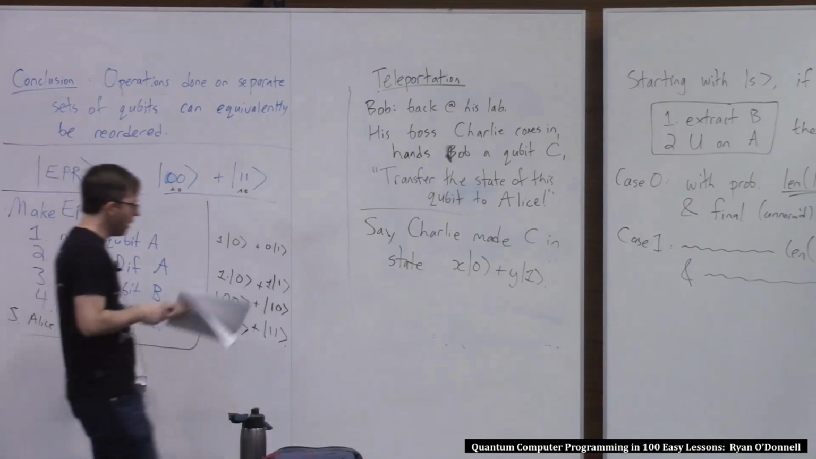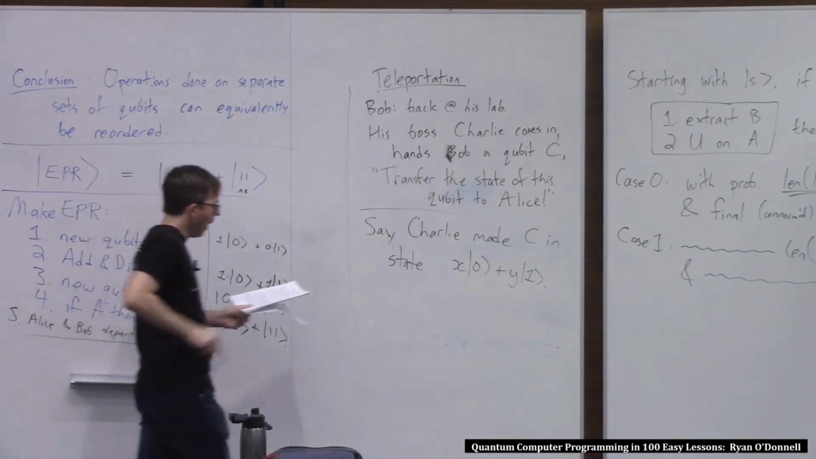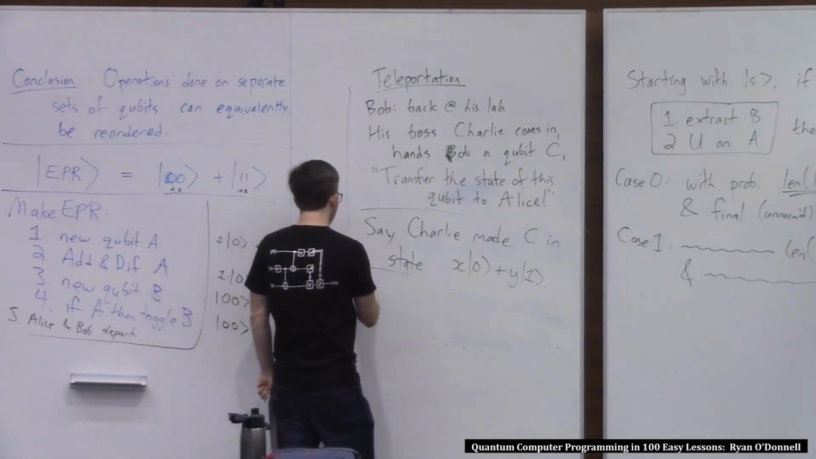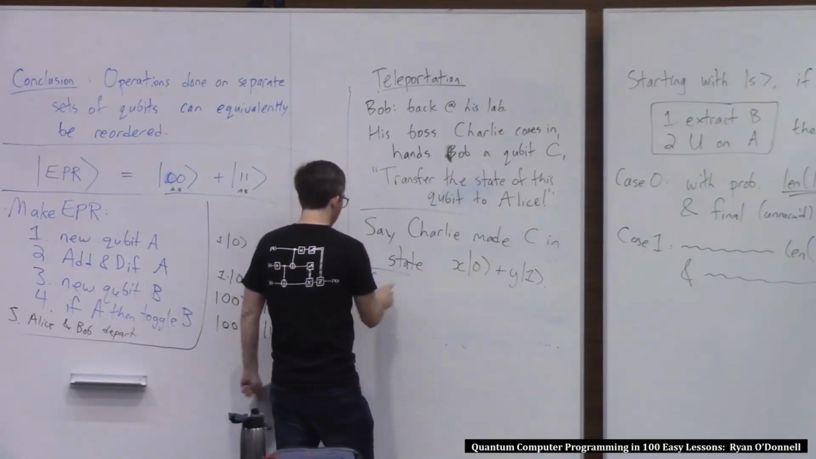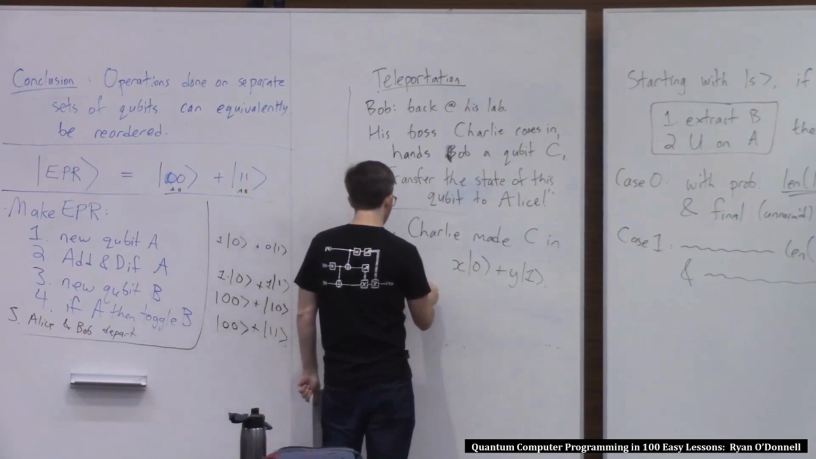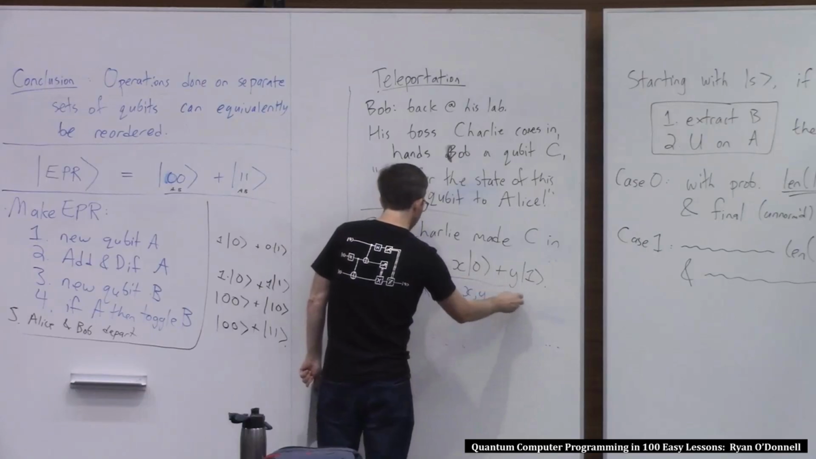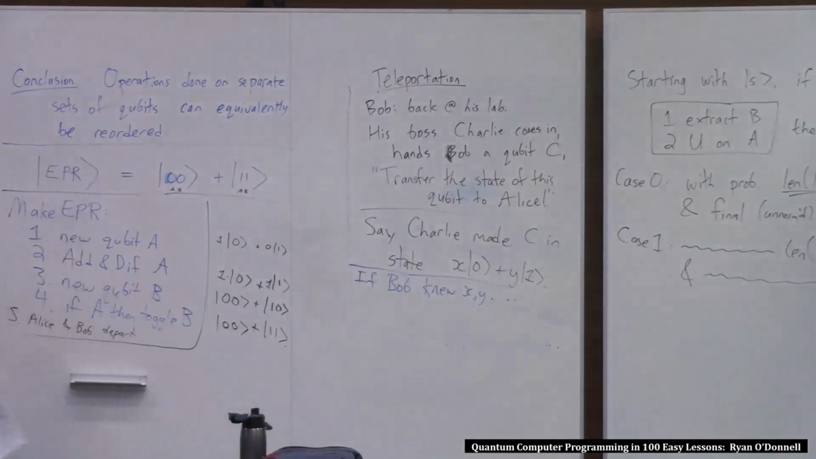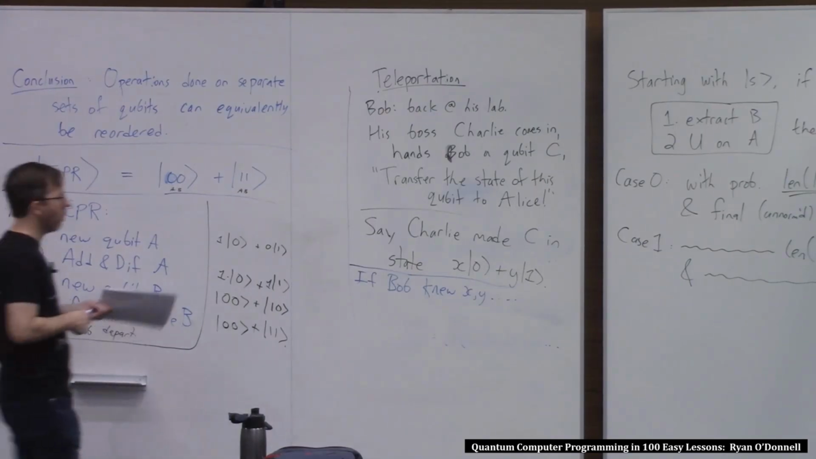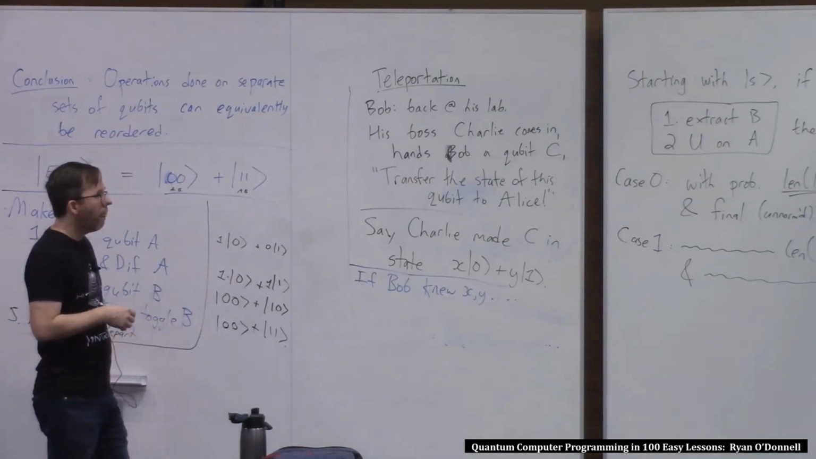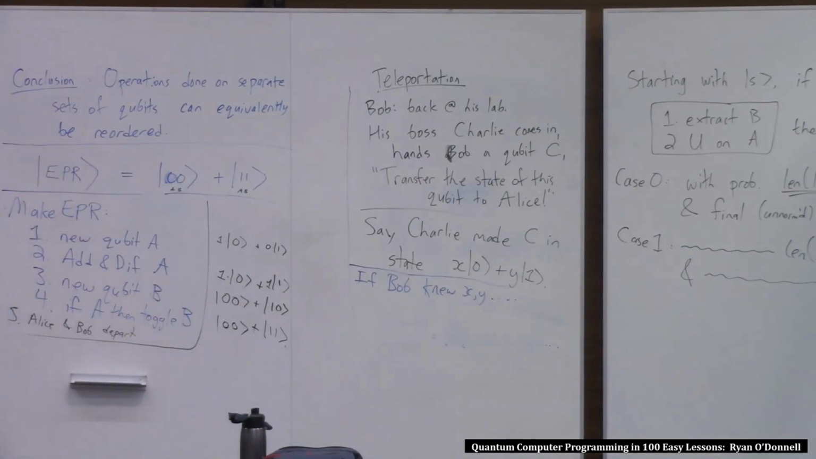Now, another thing you could consider is, what if Bob knew x and y? In this story, Bob actually doesn't know what x and y are. Charlie just came over and said, here's the qubit, do your job. But suppose maybe Bob knew it. Maybe Charlie told Bob x and y. Then Charlie wouldn't himself have to physically walk over to Alice. He could call her or text her. He could just text her x and y.